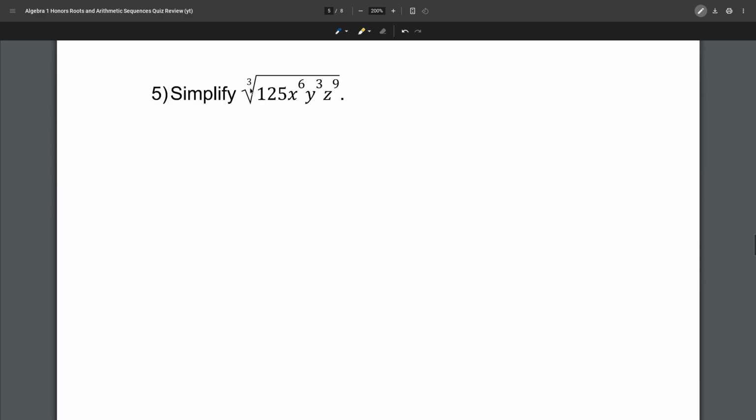Problem 5, we're taking the cube root of 125 x to the 6th y cubed z to the 9th. So the cube root of 125 is just 5. The cube root of x to the 6th power, if we divide 6 by 3, we get x squared. Because remember, this is like the 1/3 power, so 6 times 1/3 is 2. The cube root of y cubed is just y. And the cube root of z to the 9th is z cubed. And that's my solution there.